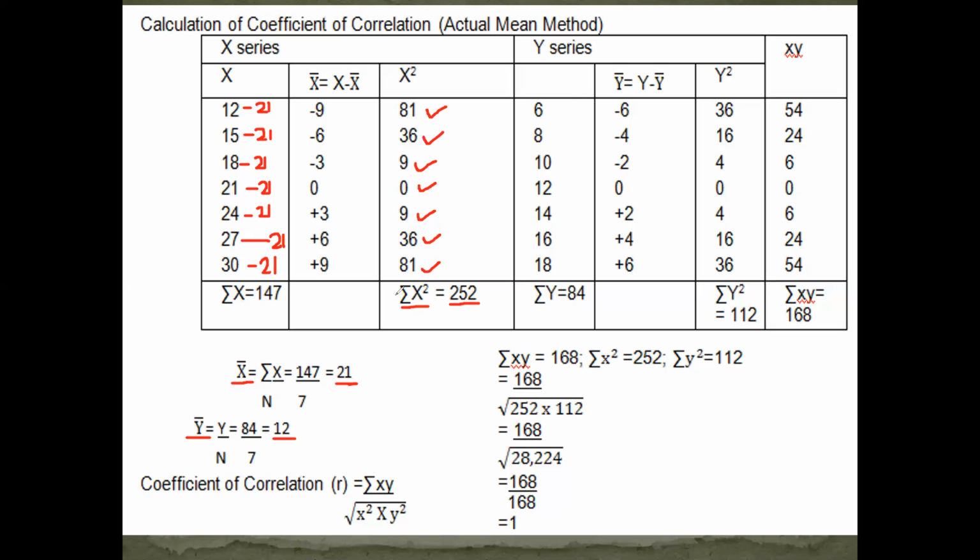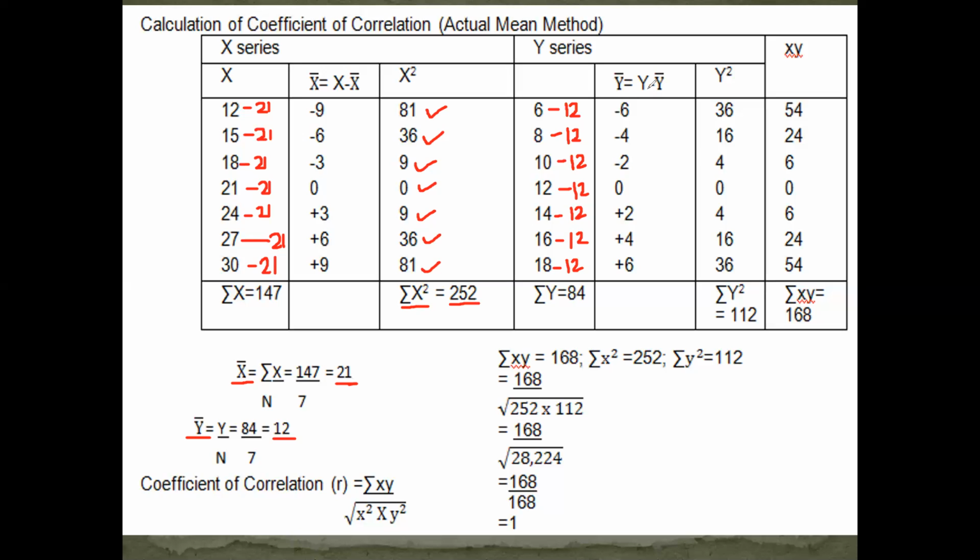Now from the y series, as the mean of y is 12, so 6 minus 12 is minus 6. 8 minus 12 is minus 4. 10 minus 12 is minus 2. 12 minus 12 is 0. 14 minus 12 is 2. 16 minus 12 is 4. And 18 minus 12 is 6.